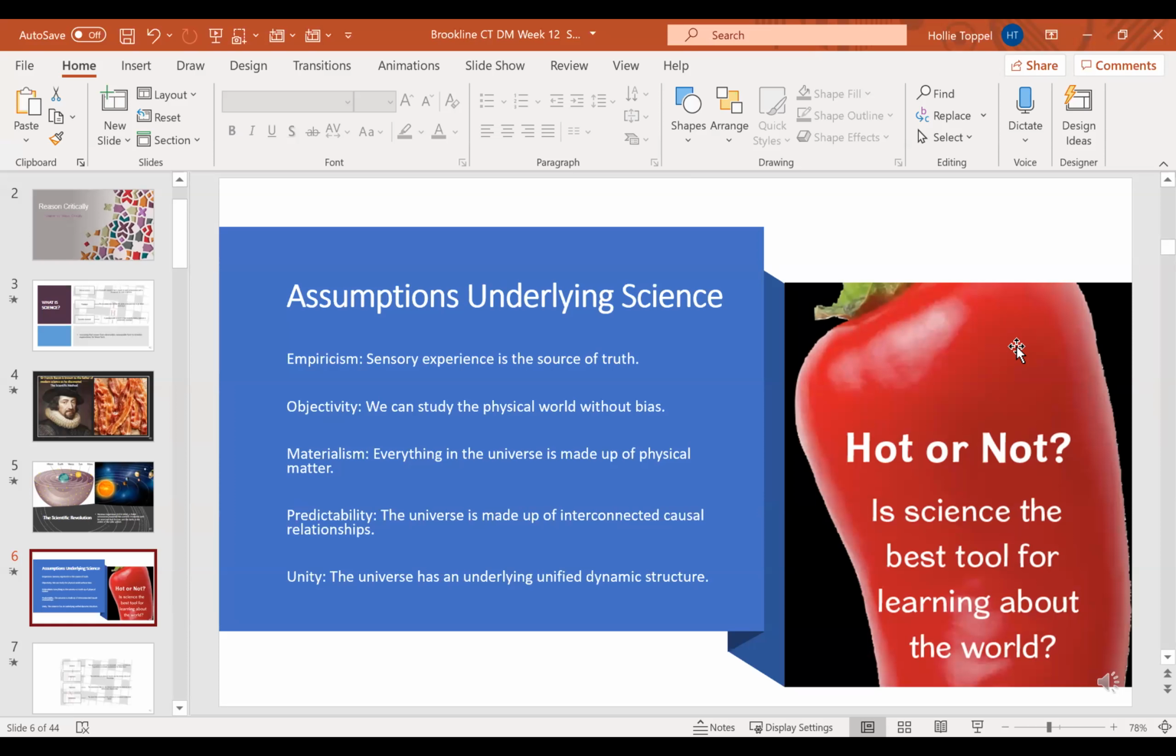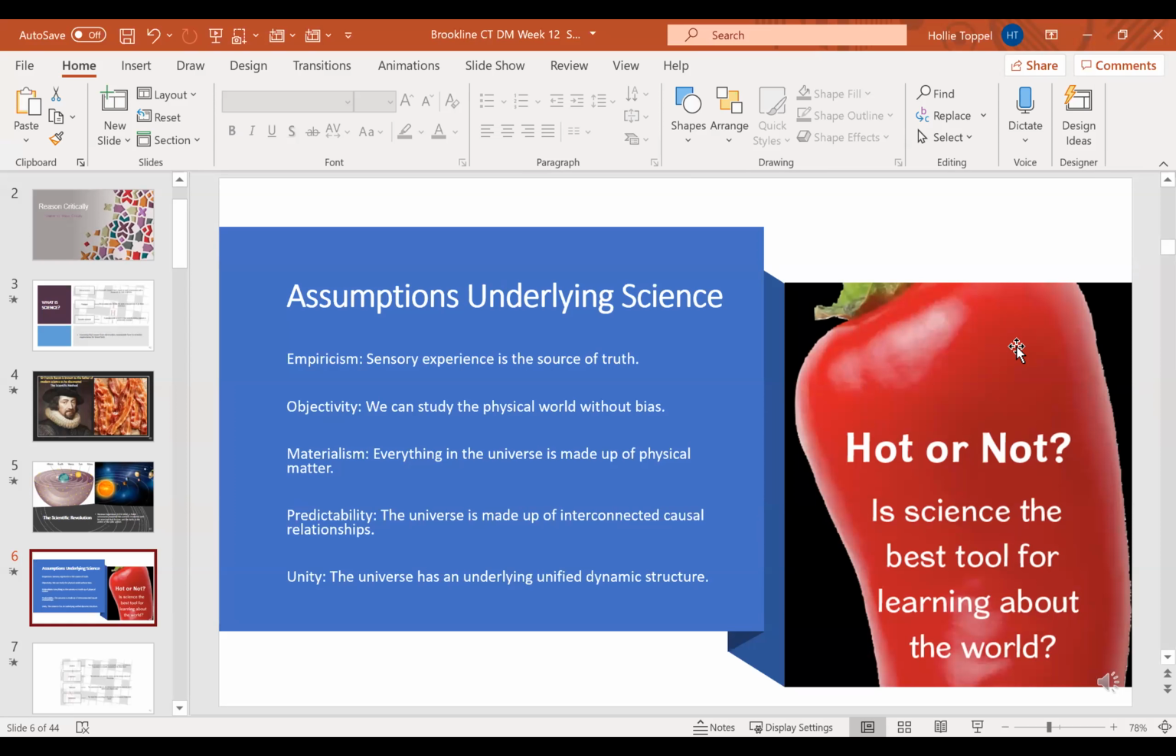Materialism is that everything in the universe is made up of physical matter, and there is nothing that isn't. The study of epigenetics takes materialism down to the atom, and then the study of quantum physics takes it even further than the proton, neutron, and electrons.